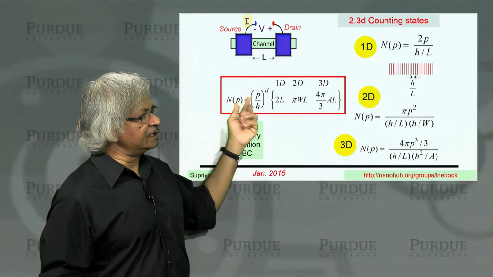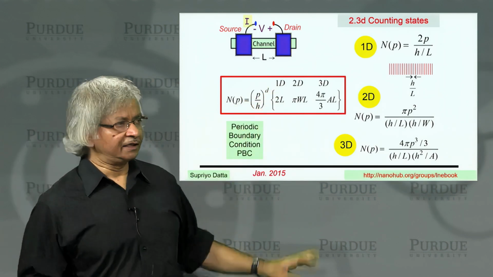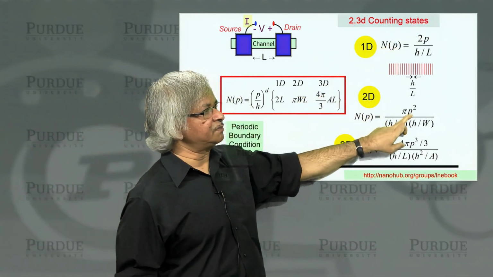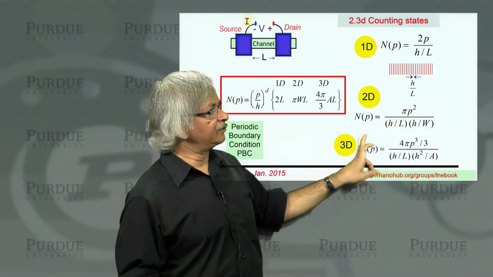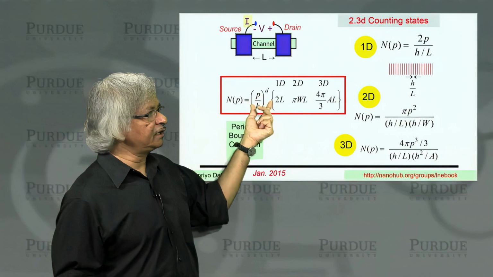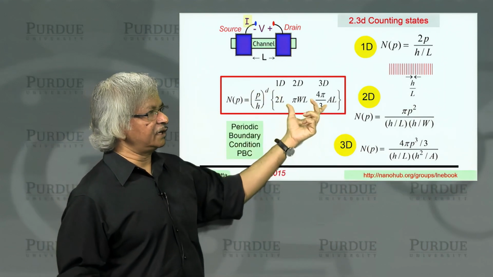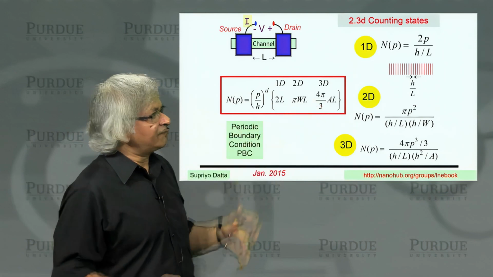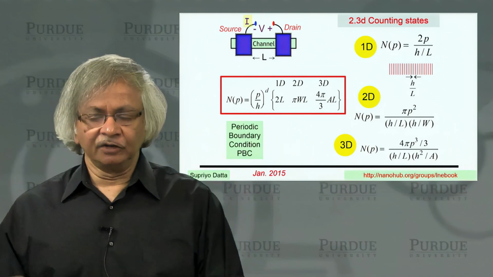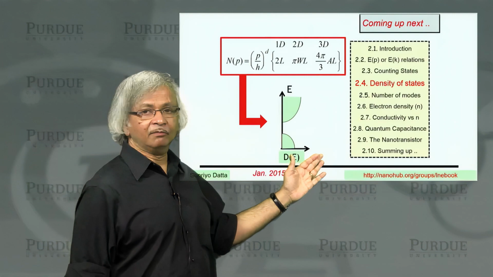And n of p is proportional to p to the power of the number of dimensions. That is, in one dimension it is proportional to p to the power 1, in 2 dimensions it is p squared, in 3 dimensions it is p cubed, p to the power 3. So that's what we have written out here as p over h to the power d, and then the other factors are all in here. So this is the function that we'll now use in the coming lectures to get on to what we really want to find, which is, say, density of states and number of modes.